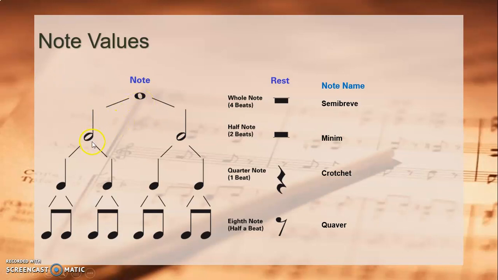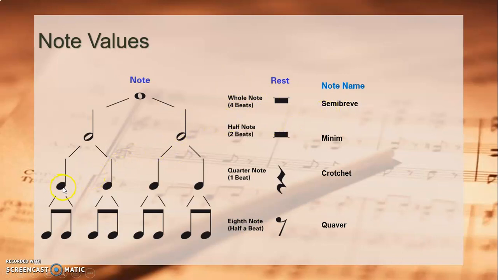This is a minim and it's worth 2 beats. So it looks like a semibreve, but it has a stem. This is called a stem. It goes up on the right and it goes down on the left. There's nothing more, that's just right and wrong. Up on the right, down on the left. No real reason, that's just the rules. Don't worry about this whole note, half note, quarter note, eighth note. They are American. So we're looking at the note name over here.